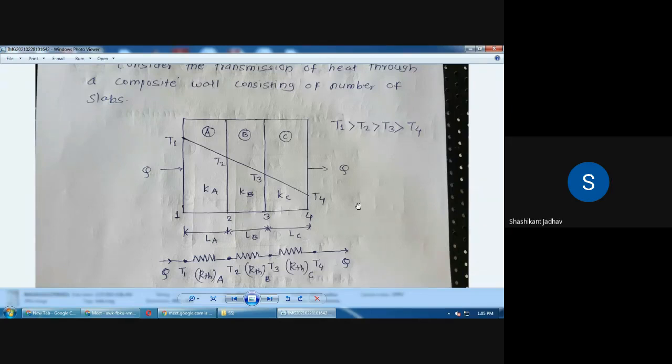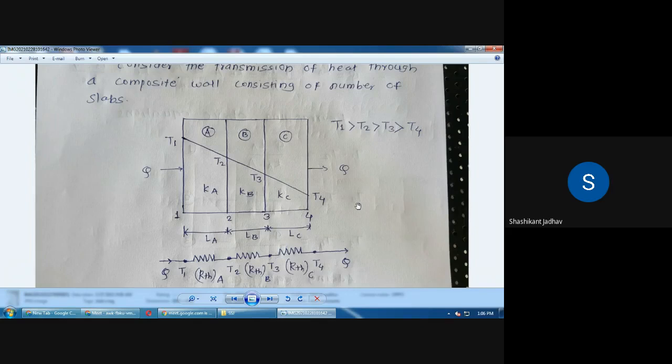And we have given the notations 1, 2, 3, 4, whatever the surfaces we are considering, for those we have given the names 1, 2, 3, and 4. Then what is the thickness of the layer A, that is La. Then the thickness of the layer B, that is Lb. And the thickness of the layer C, that is Lc. Okay, so heat transfer throughout this composite wall is nothing but Q. So at the inlet, the heat is Q. And at the outlet, the heat is Q.